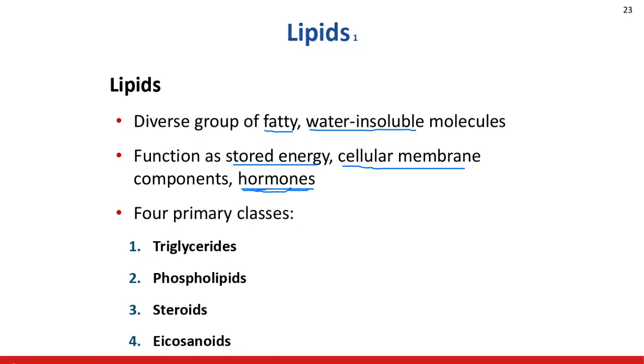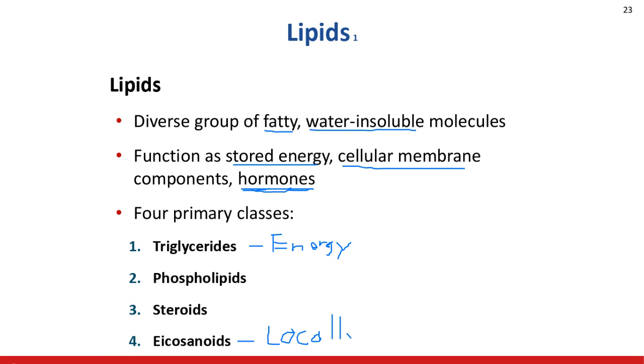We'll talk through these primary classes throughout the semester. With triglycerides, you really want to think of energy. Your body loves to use triglycerides as energy. Phospholipids are an important component of the cell membrane, the plasma membrane, called the phospholipid bilayer. Steroids, again, we'll see those in the formation of our hormones. Eicosanoids are going to be locally acting hormones.